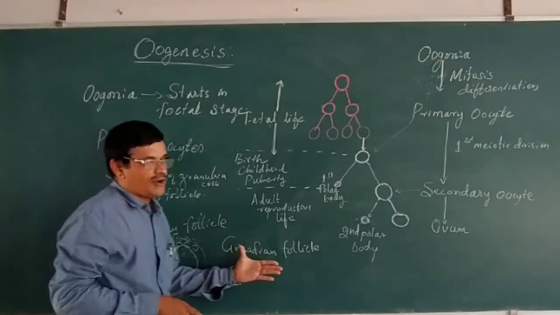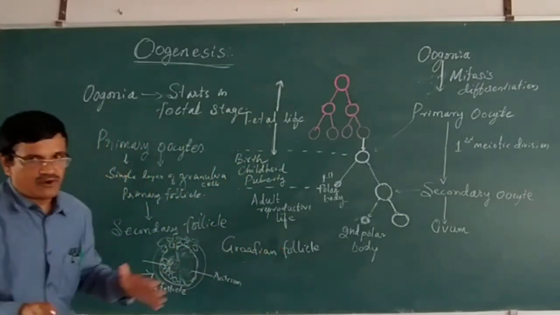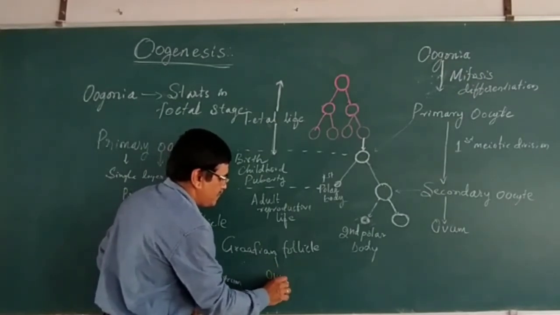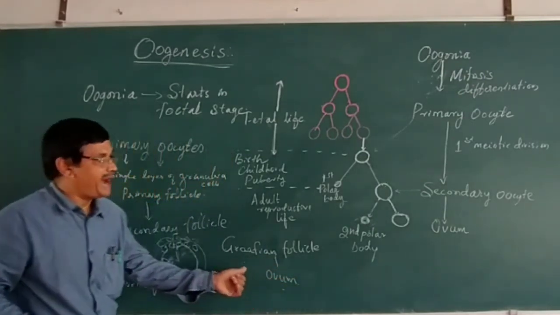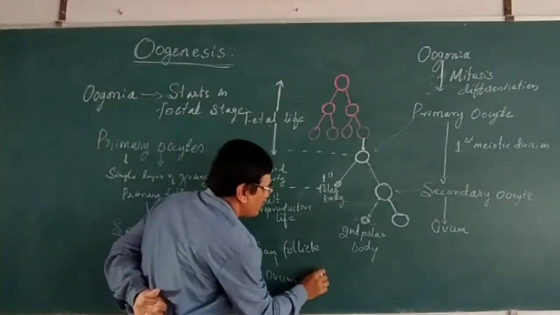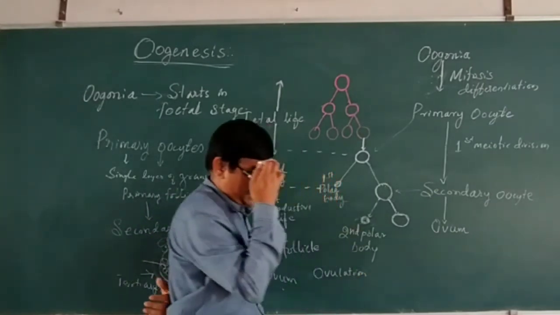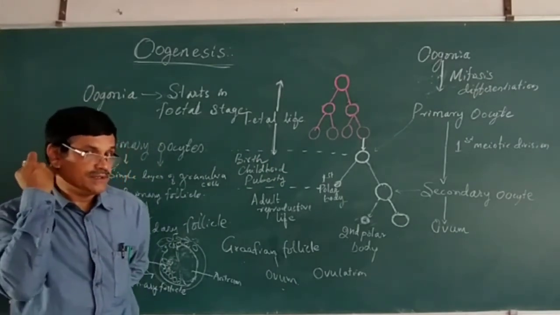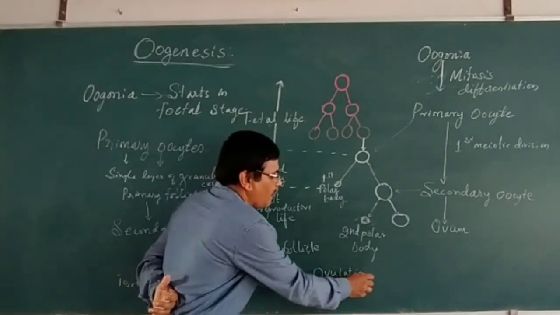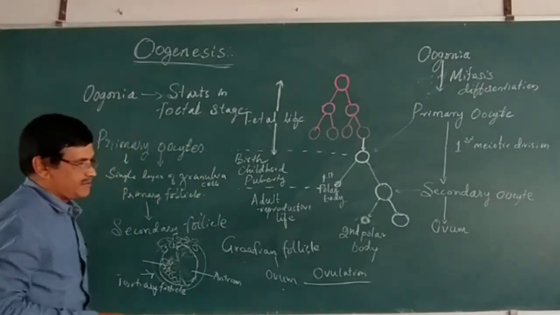Then this Graafian follicle ruptures and releases the ovum. Later on, the Graafian follicle ruptures and releases the ovum, and this process is known as ovulation. Ovulation means the process of release of the ovum. The process of release of the ovum from the Graafian follicle is known as ovulation. So this ovulation occurs from the ovary.